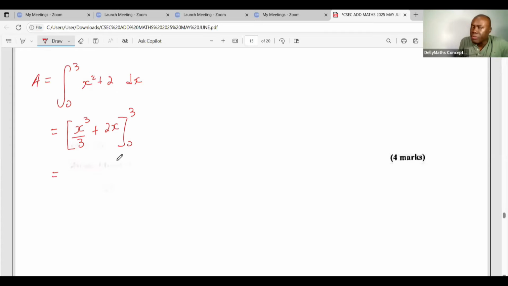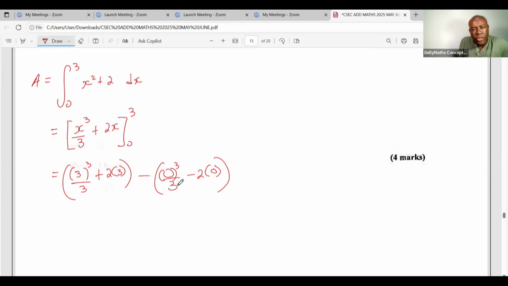So all we're going to do now is substitute quickly to get that value. We're going to substitute the upper limit first. So what we're dealing with is 3 raised to the third over 3 plus 2 times 3. So that's that first part. And we're going to subtract 0 raised to the third over 3 minus 2 times 0. So that's that. Let us keep working.